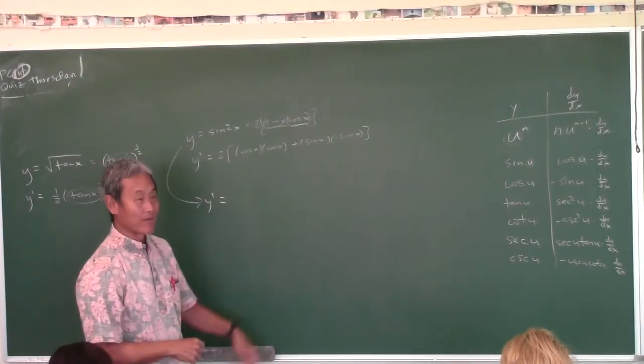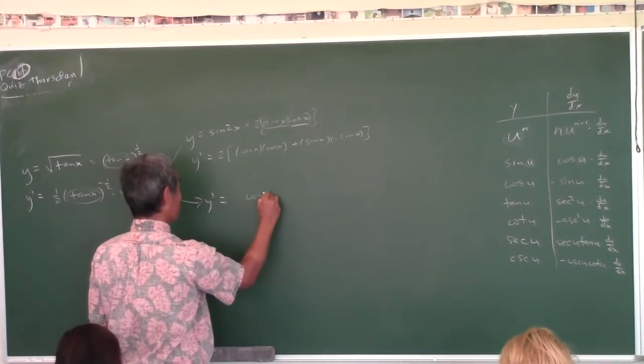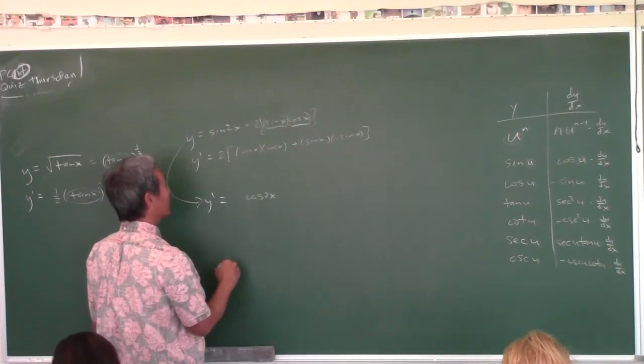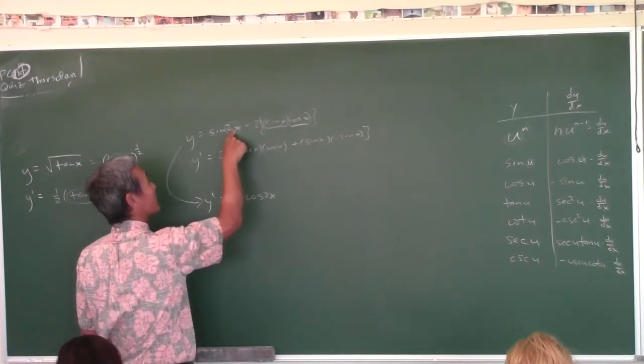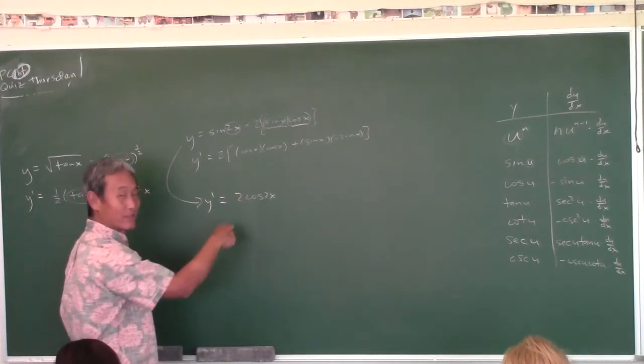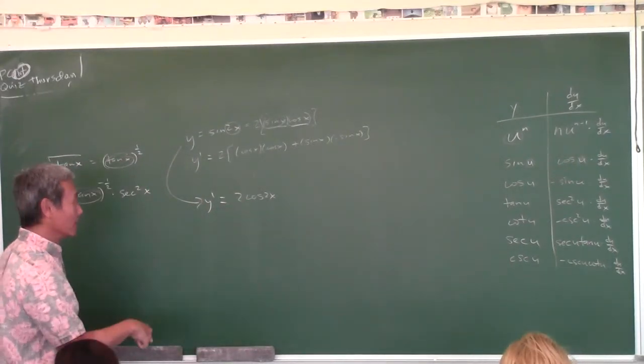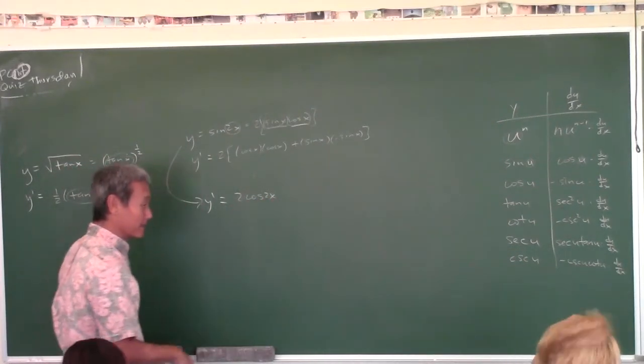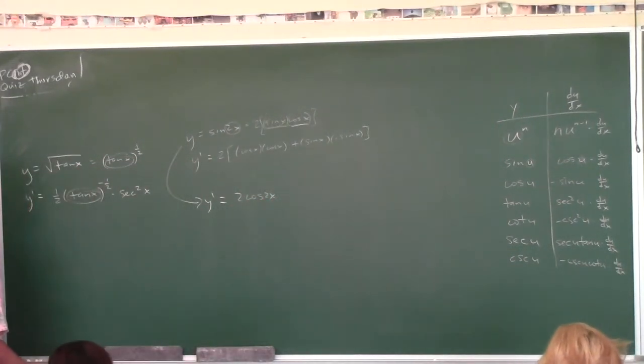What's the derivative of sine box? Is it just cosine box? No, then you gotta multiply it by the derivative of the box, which is 2. That's why I left the space in the front. Put the 2 there. Don't you dare put the 2 in the back, unless you put parentheses.